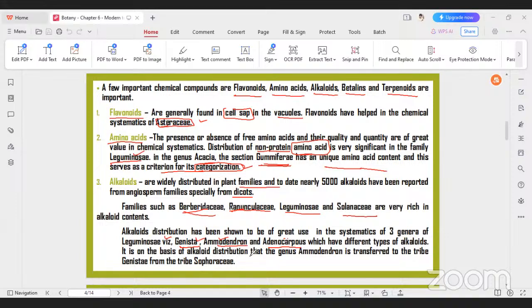So here, mainly the alkaloid distribution: the genus Ammodendron is transferred to the tribe Genisteae from the tribe Sophoreae. From the Sophoreae, they are grouped in Genisteae because of the distribution of alkaloids.